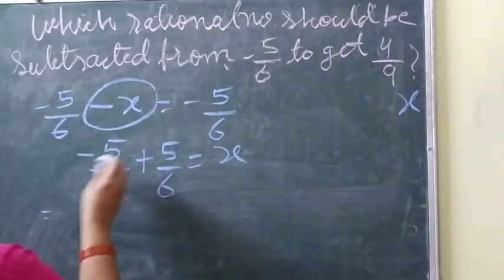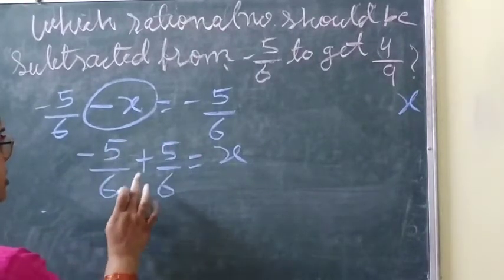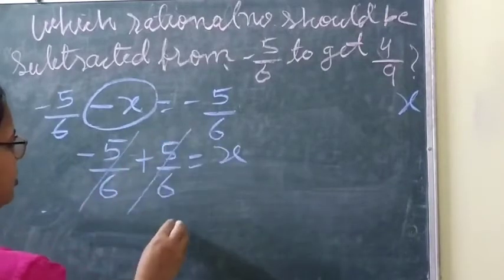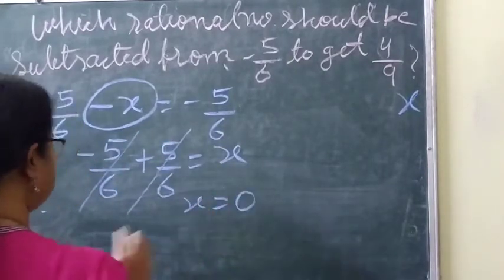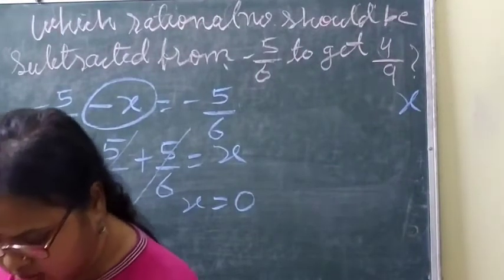Now this is what? Of course, this is plus 5 by 6. This is minus 5 by 6. This is plus 5 by 6. Cancel. So x is equal to what? 0. Okay? So here you get what? X is 0. Clear?